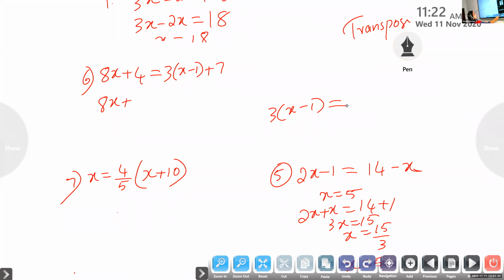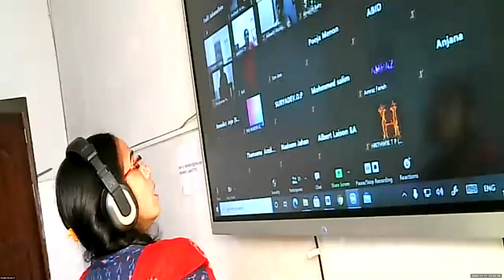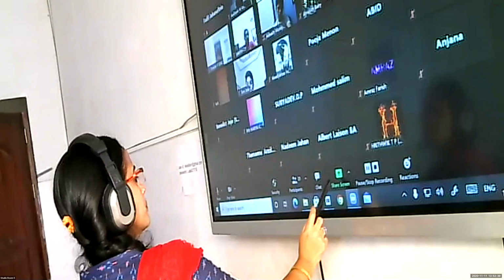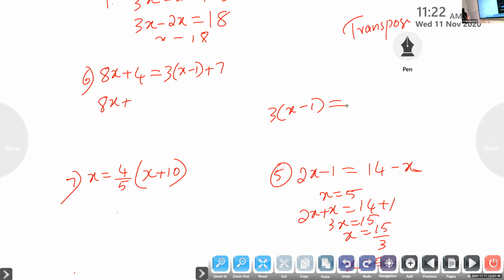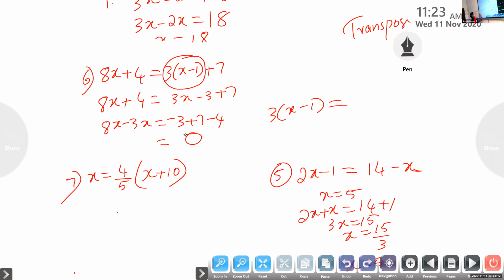Where is she? Or others, what is the next step? Ma'am, 8x plus 4 equal to 3x minus 3 plus 7. First of all, we have to expand 3 into x minus 1 by multiplication. Then 8x minus 3x equal to minus 3 plus 7 minus 4, which is 0. 5x equal to 0, so x equal to 0.